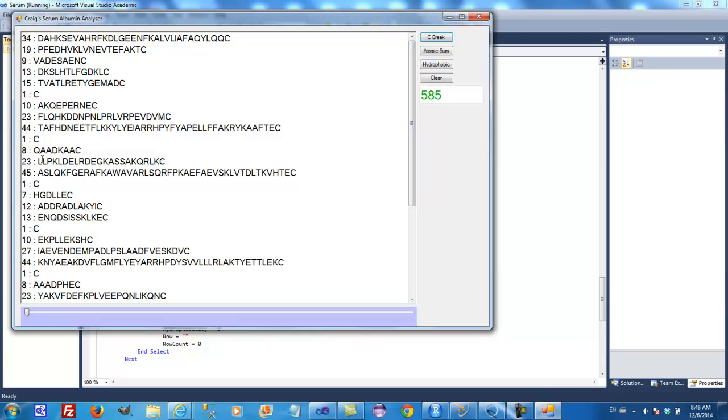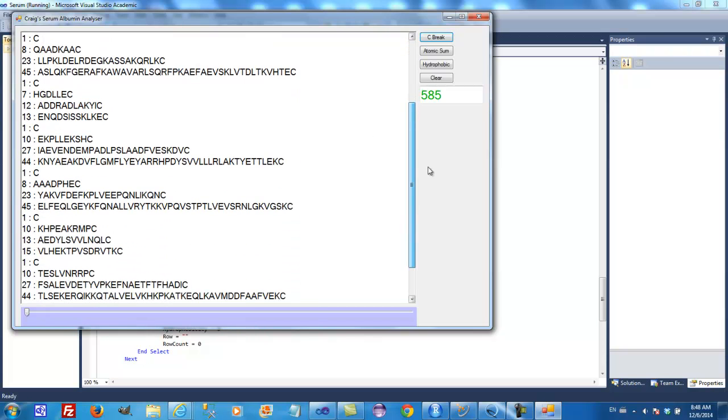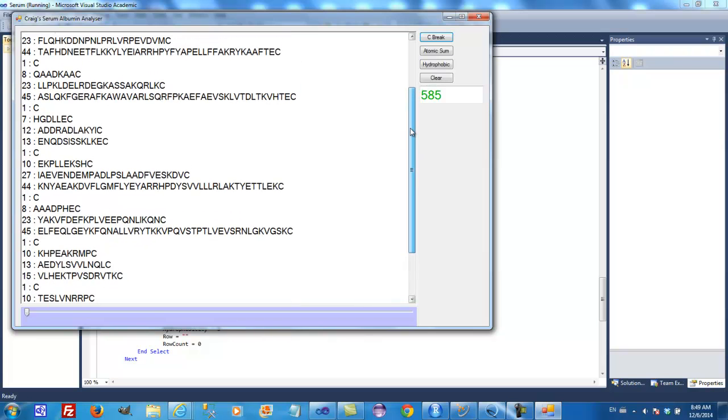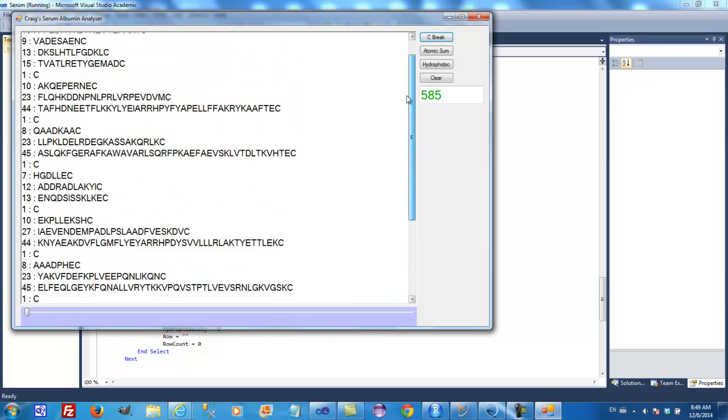Taking another example, if we take this section here, 8, 23, 45, and go down 3 sections, that's 1, 2, 3, we end up with here 8, 23, 45, which is the same as 8, 23, 45. So we find that we have a repeating cycle of 3 sections.